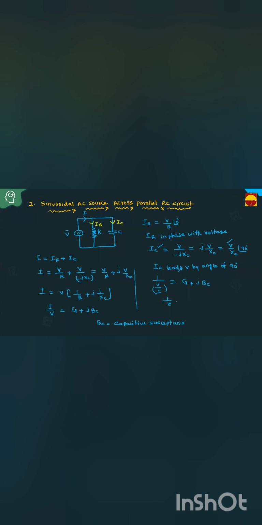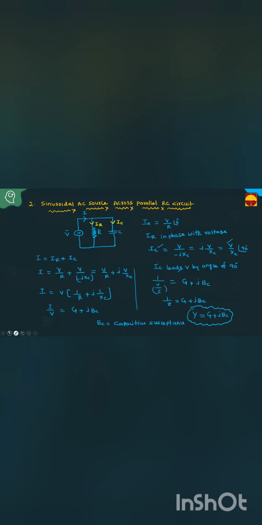What is I by V? 1 by Z equals G plus j into BC. What is 1 by Z, friends? Admittance. This is the admittance of the parallel RC circuit, G plus j into BC.